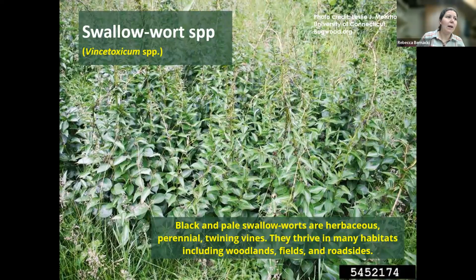I think we're getting down to our last species, if I remember correctly. And our last species today is going to be swallowwort. So it's a 2-for-1 because there are 2 swallowworts that we're going to talk about. Black and pale swallowworts are herbaceous, perennial, twining vines. They're going to thrive in a lot of habitats, including wetlands, fields, and roadsides.